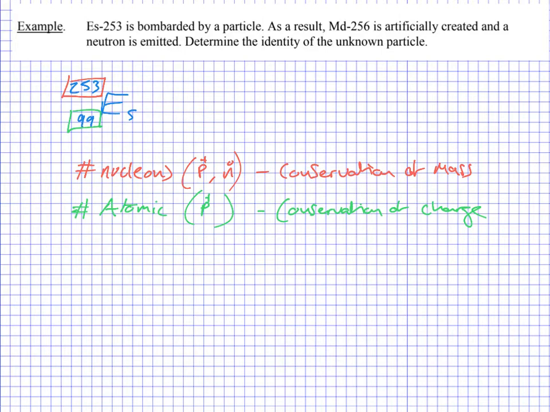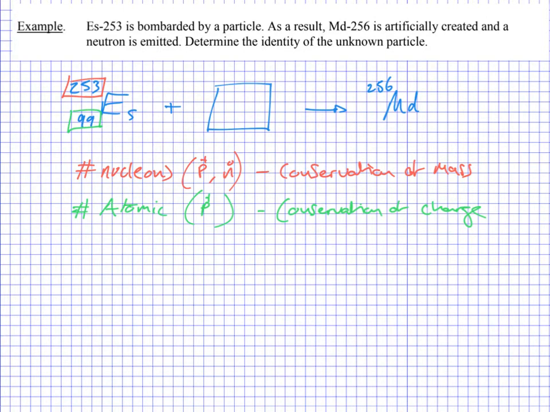Okay, so something is missing. We are missing this bit of information, and that's what we're going to try and find out. We're told that as a result of this bombardment, we are producing Mendelevium, Md-256. I'm liking this scenario already. We've got two very influential, famous, legendary scientists being named in our periodic table, Einstein and Mendeleev.